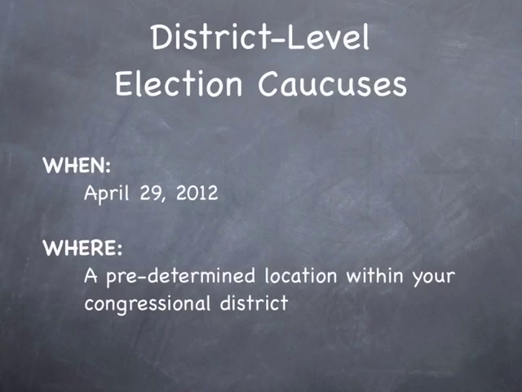For more information, you can go to www.cadem.org/delegate2012. During the last part of this presentation, we will go over the delegate selection caucuses. They will be held statewide at a predetermined location within your new 2012 congressional district on Sunday, April 29th, 2012. Start times for the meetings will be announced as we get closer to the event.